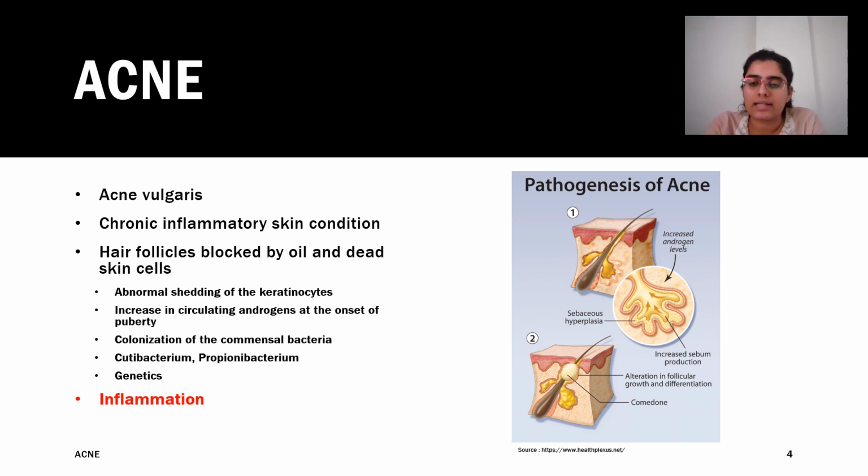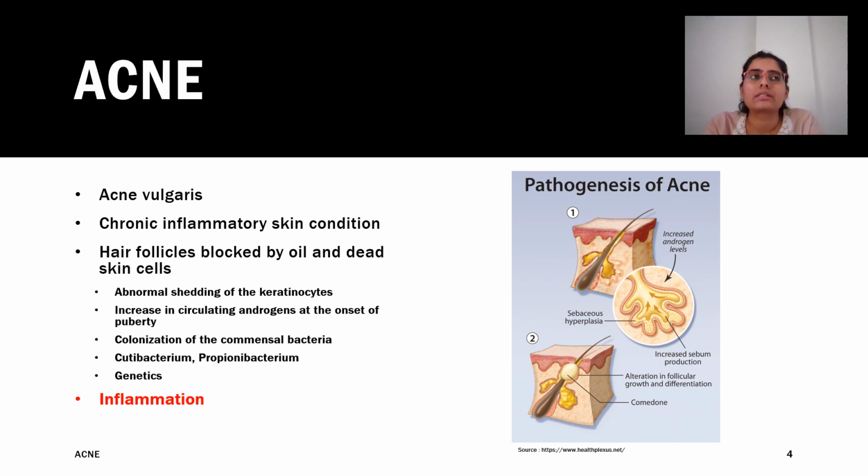So take a look at the diagram and the picture alongside in this slide, and you will see that this particular image is a diagram of a split section of the skin showing the hair follicle. The hair follicle is surrounded by sebaceous glands, which allow the hair strand to be properly moisturized and smoothened. Acne vulgaris is a chronic inflammatory skin disorder, most commonly caused by hair follicles being blocked by oil and dead skin cells.